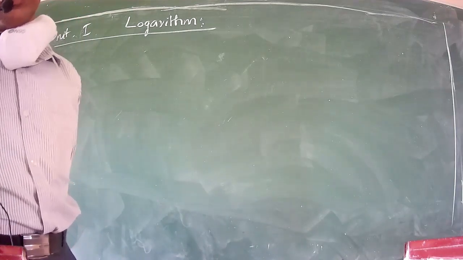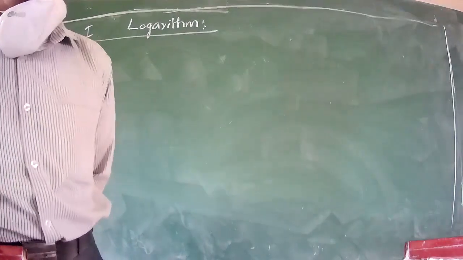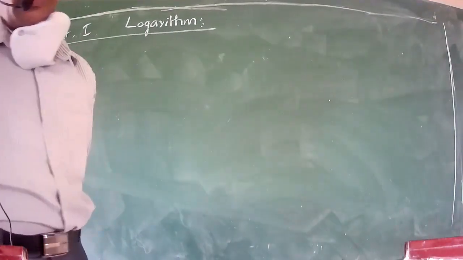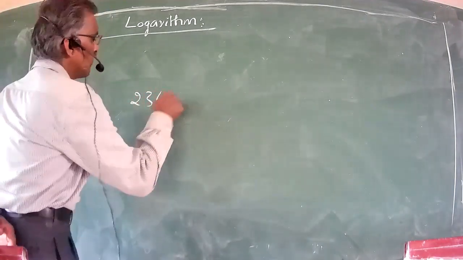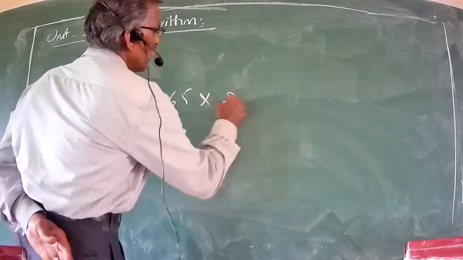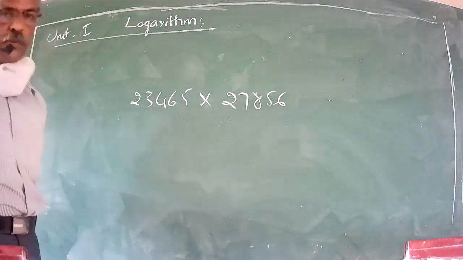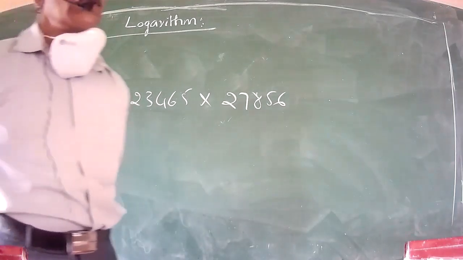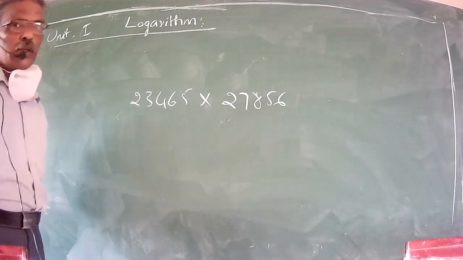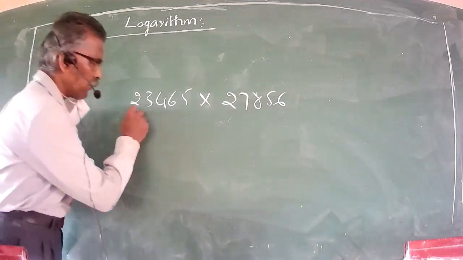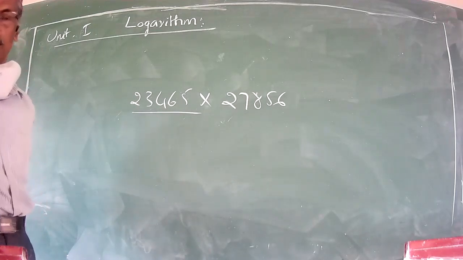It is a tool or a process. Logarithm gives us a tool to handle large numbers, say 2, 3, 4, 6, 5 into 2, 7, 8, 5, 6. How do you do this? These are very big calculations. You can do it manually or by calculator, but doing it manually takes much time, and there will also be a chance of error.